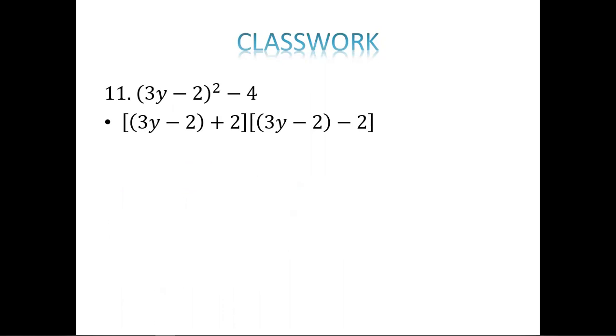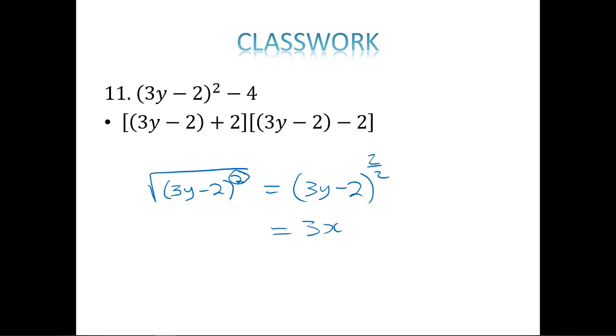So it's like this. I've got the square root of 3y minus 2 squared. Note that this will simply be 3y minus 2. You just take this exponent, you divide it by 2, which gives you 1, and this will give you 3y minus 2, which becomes the first factor in each bracket. So you'll have 3y minus 2 as well as 3y minus 2. And when you find the square root of 4, it will just be 2, which will be 2 and 2, and the brackets will have different signs.